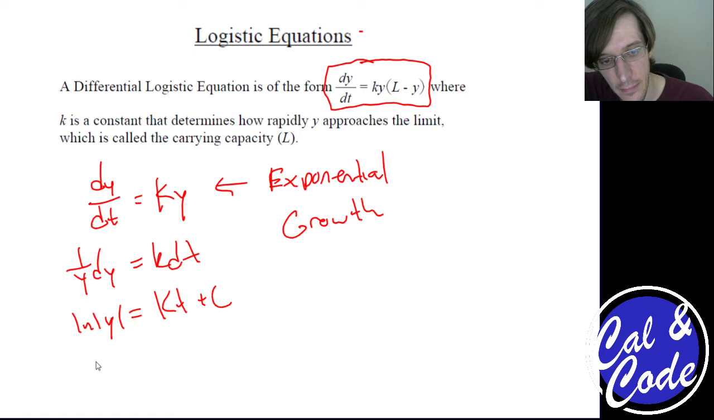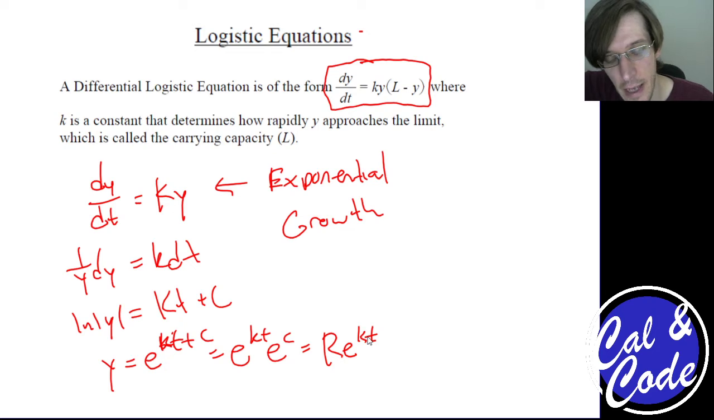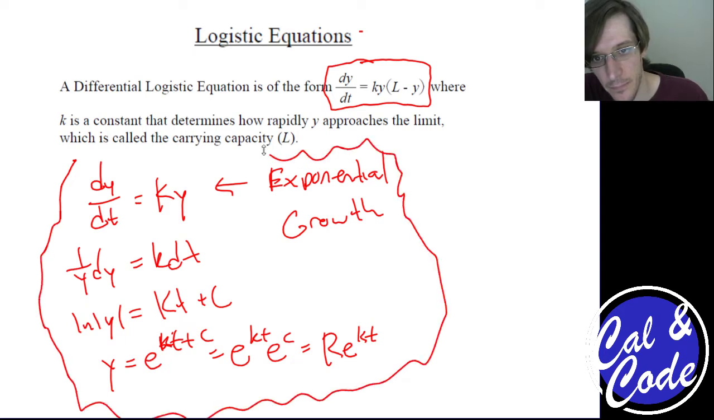Then we exponentiated both sides and made sure that we were dealing with the correct side. If our y's were always positive, then we get y is equal to e to the kt plus c. And then that e to the kt plus c can be e to the kt times e to the c, which can just be some constant I'm going to call r, right? So we could write r e to the kt. So that was our exponential growth. This was a topic earlier in the year, okay?